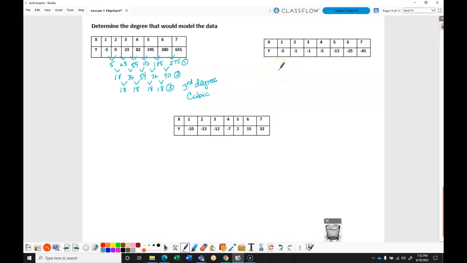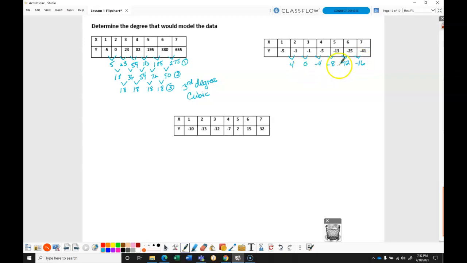Just be careful with these negative signs, and sometimes they confuse us because we're trying to do minus a negative. Okay? So, on our first row, we have -1 minus -5, and that gets me 4. -1 minus -1 is 0. -5 minus 1 is -4. -13 minus -5 is -8. So these definitely don't match here. -25 minus -13 is -12. And -4 minus -25 is -16.